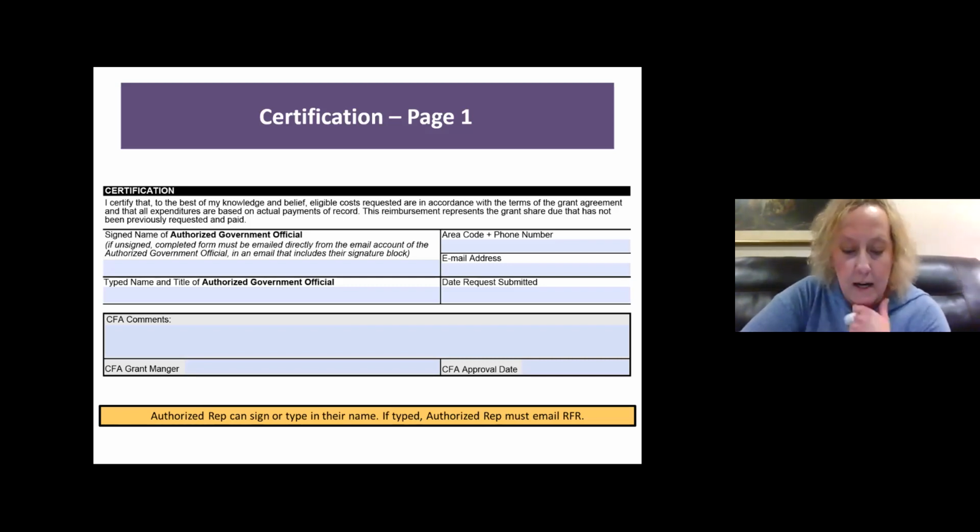And then down at the bottom, you'll see a CFA comments section here. And that again is for DNR use only. And we'll use that as we process your reimbursement, and we'll just ask that you keep that blank.